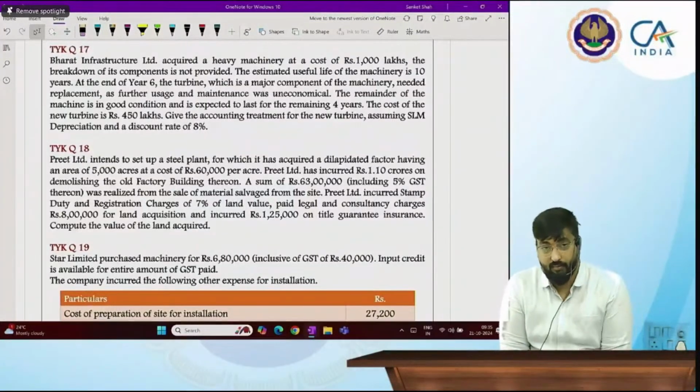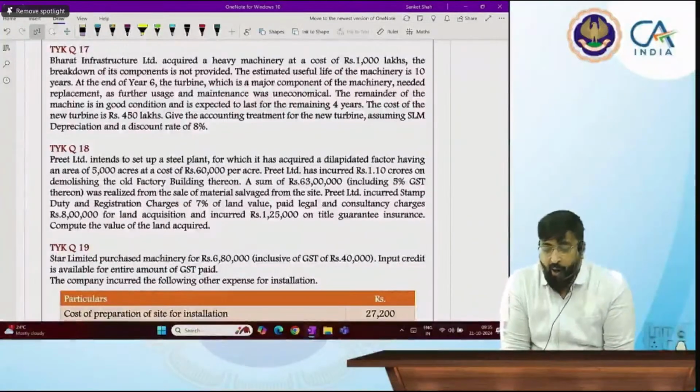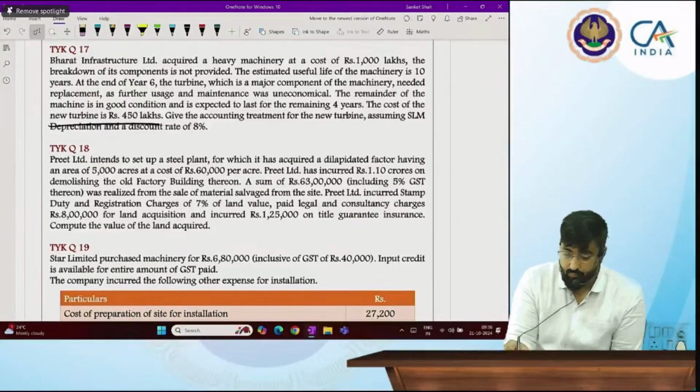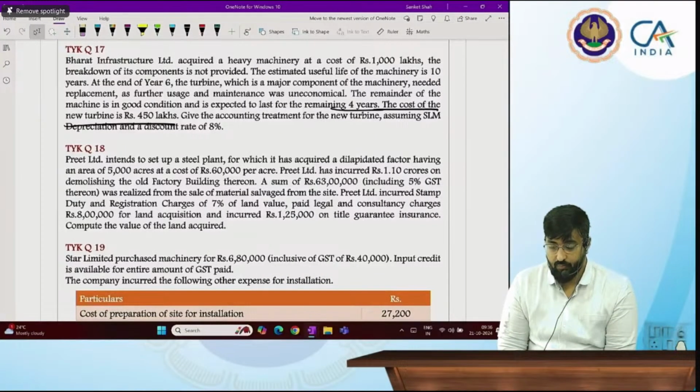Bharat Infrastructure Limited acquired a heavy machinery at a cost of 1,000 lakhs. The breakdown of the components is not provided. The estimated useful life of the machinery is 10 years. At the end of 6 years, the turbine, which is a major component of the machinery, needed a replacement as further usage and maintenance was uneconomical. The remainder of the machine is in good condition and is expected to last for the remaining 4 years. The cost of the new turbine is 4,50,000. Give the accounting treatment for the new turbine using SLM depreciation, and the discount rate is 8%.